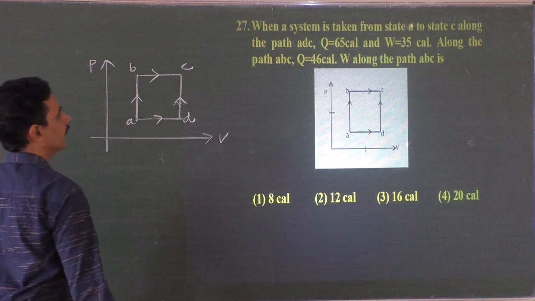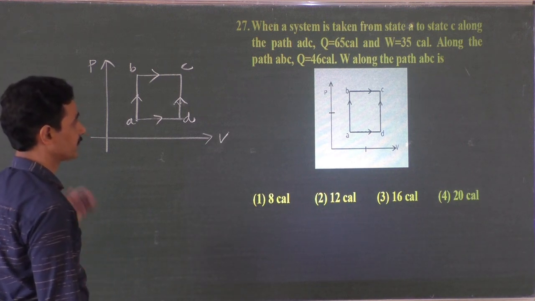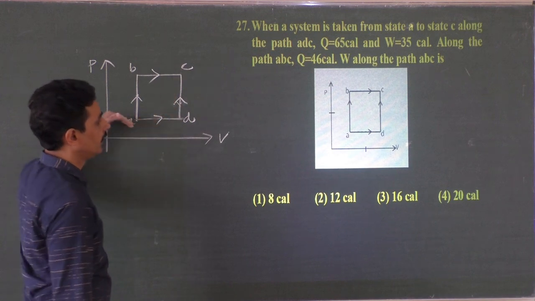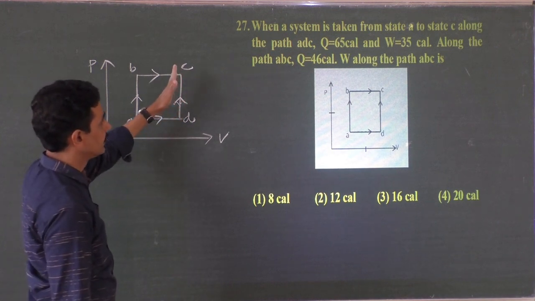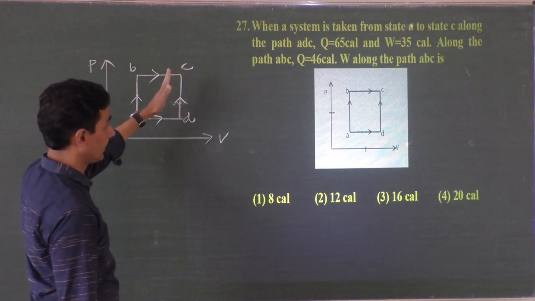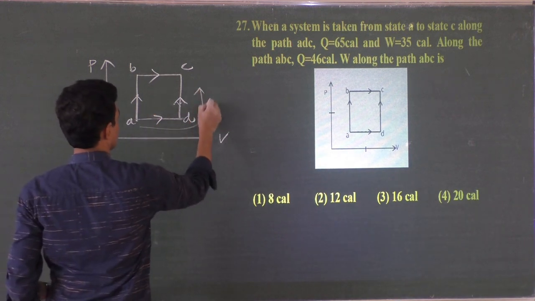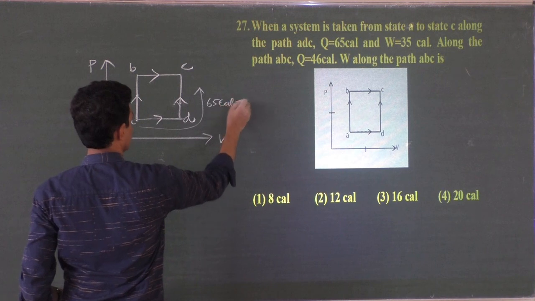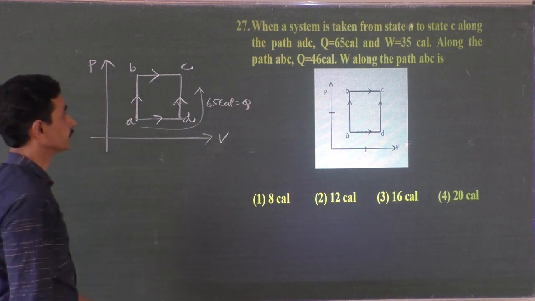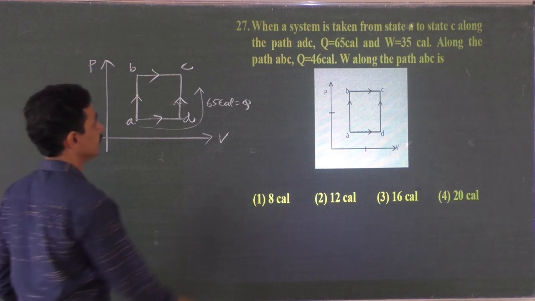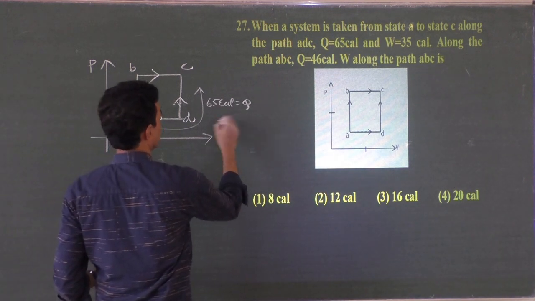When the system is taken from state A to state C along the path ADC, 65 calories of heat energy is absorbed. So along this path, 65 calories of heat energy is absorbed, and work done is 35 calories.